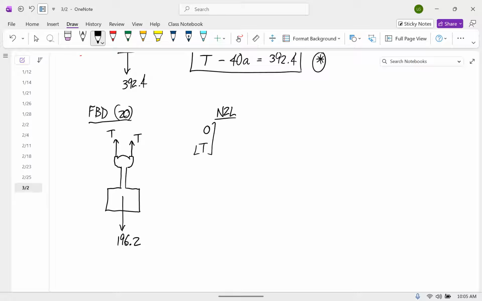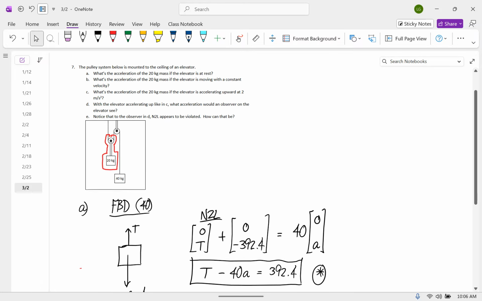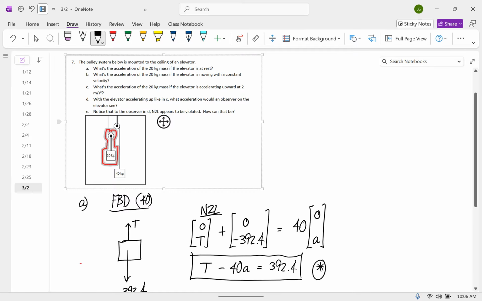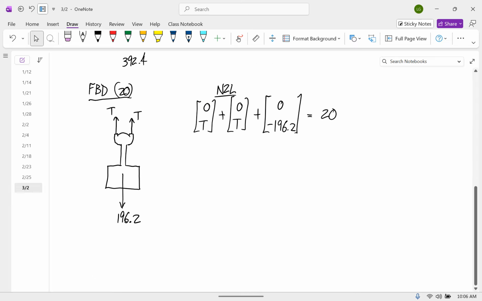So we have 0T plus 0T plus 0 negative 196.2 is equal to 20 times the acceleration. And now we have to think about the relationships between these motions. So if the 40 kilogram mass goes up 1 inch, how much does the 20 kilogram mass go down? Half. Yep, exactly. So if we call this one 0 positive A, we have to call the other one 0 negative 0.5A. That's just a geometric requirement between those two.